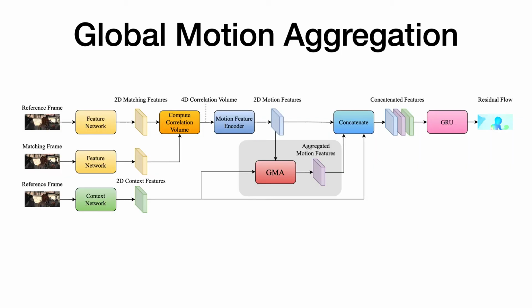Our network is based on the successful RAFT architecture. The GMA module takes the context features and the motion features as input and outputs the globally aggregated motion features. The aggregated motion features are then concatenated with the motion feature map as well as the context feature map. They are then fed into the GRU module to estimate residual optical flow.